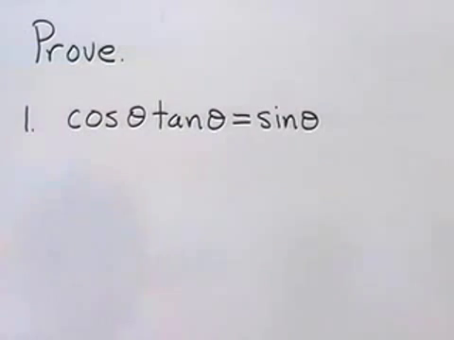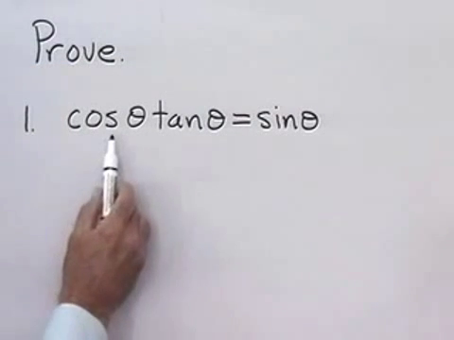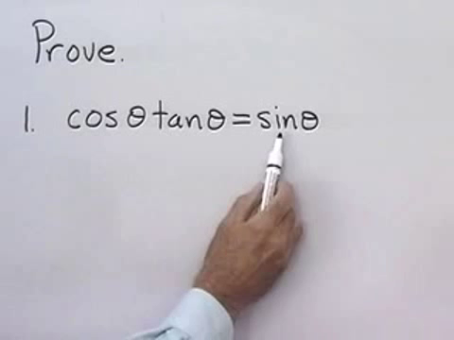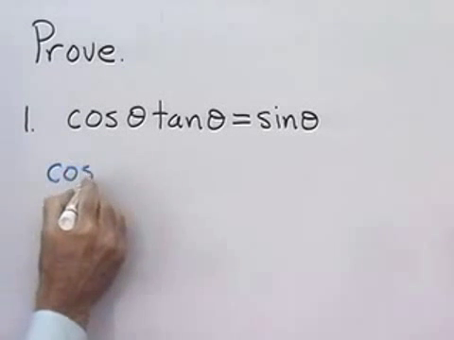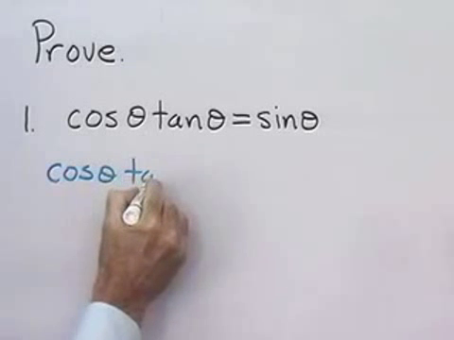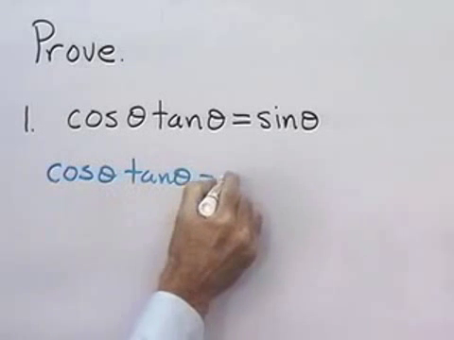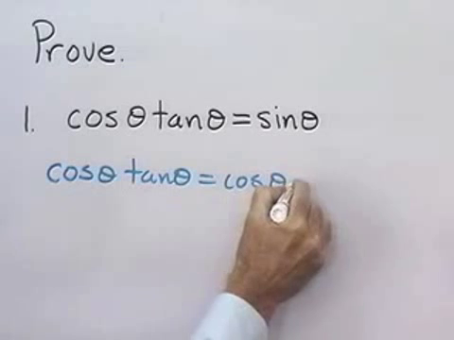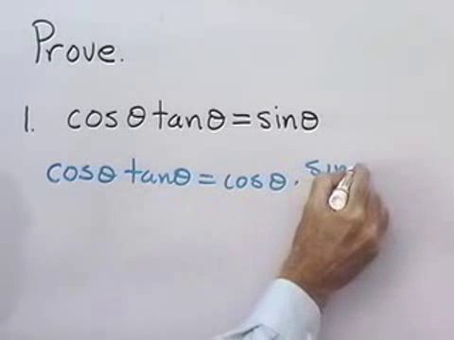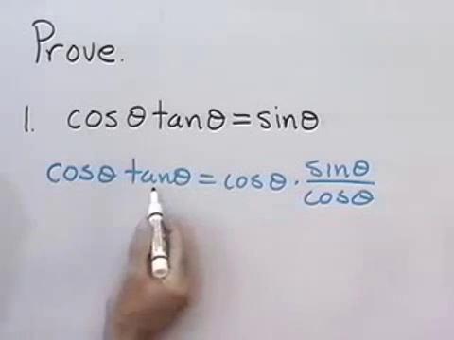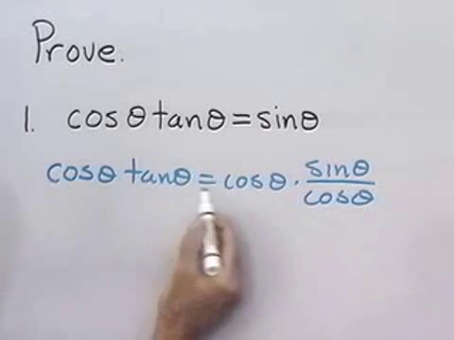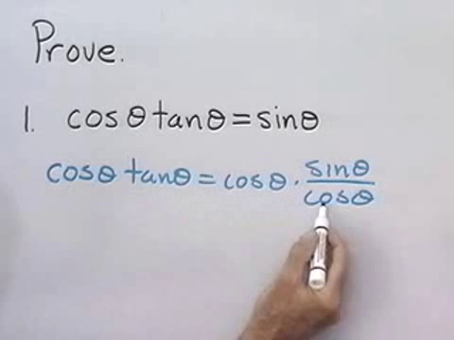Here's our first one. We want to prove that cosine theta times tangent theta is equal to sine theta. So I'll start with the more complicated side, and I'm going to take cosine theta times tangent theta and rewrite it as cosine theta times sine theta over cosine theta, using my ratio identity that says tangent theta is always sine theta over cosine theta.